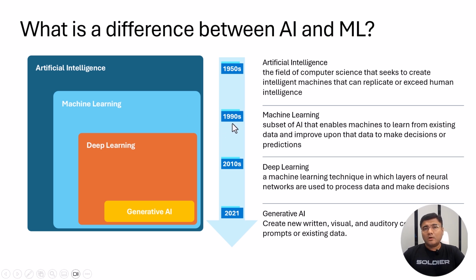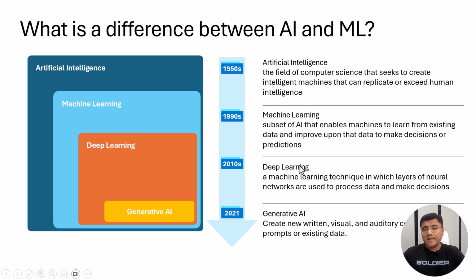Somewhere in the 1990s, we got something called machine learning. This was the time when training machines became very popular. As I said, machine learning is a subset of AI which enables machines to learn. How exactly will machines learn? Machines will learn from the existing data and improve upon it to make decisions or predictions. So basically, machine learning provides data to your machines, and based on that, machines are learning.